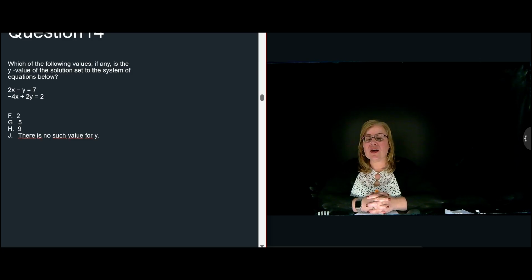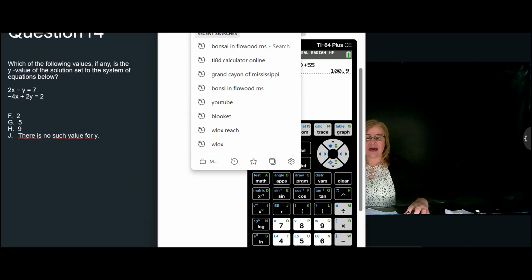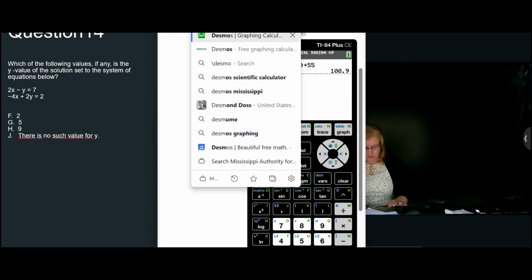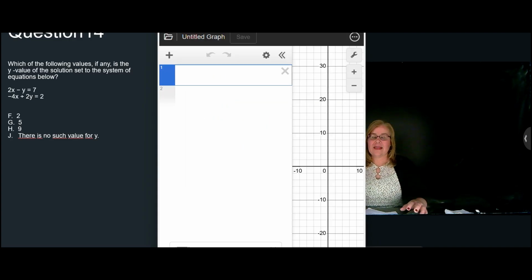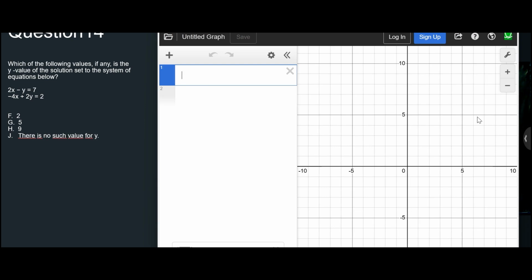So you're going to pull up your Desmos calculator. If you don't have Desmos right offhand, let's go ahead and pull up our internet. And so what I'm going to do is put in Desmos. And there I have it. It pulls up Desmos. Now, I'm going to pull it over to the screen. You're not really going to be able to see me because I want you to be able to see what Desmos is going to do.